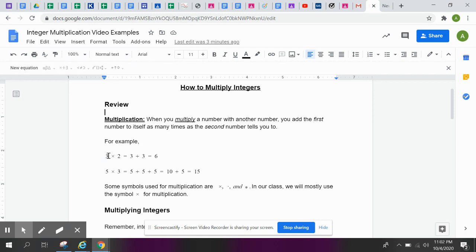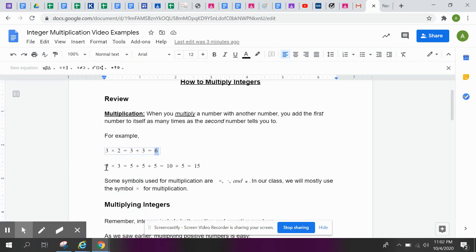So the first number is 3, but the second number is 2. So I take the first number and add 3 plus 3, because I add this number twice. So it goes 1, 2. Since there are two 3's being added together, my final answer equals 6. So 3 times 2 equals 6.